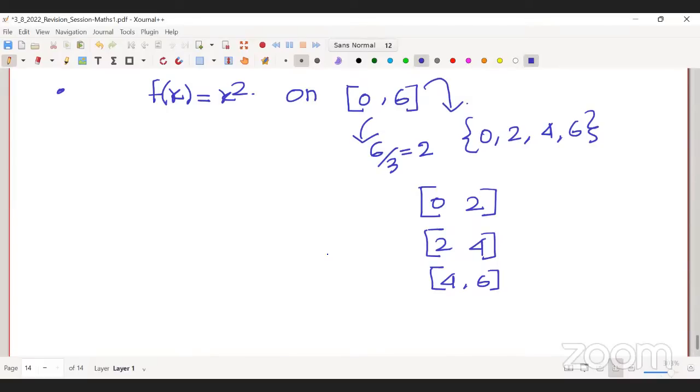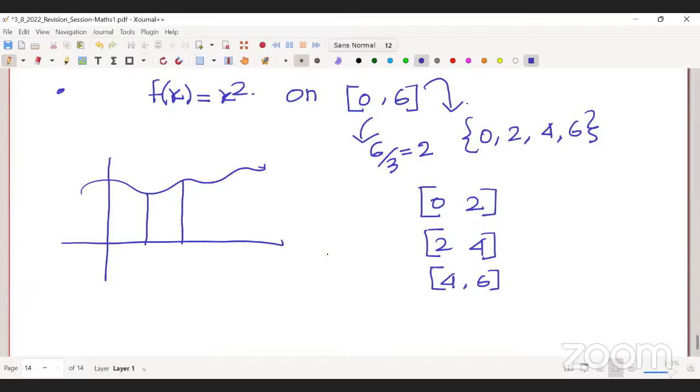Let me do it. This is the graph of a function. You draw a trapezoid here. Let's say this is your interval A, B. So this is f of A, this is f of B. What is the area of this trapezoid? Half h into a plus b: the distance between the two parallel lines and the sum of them.